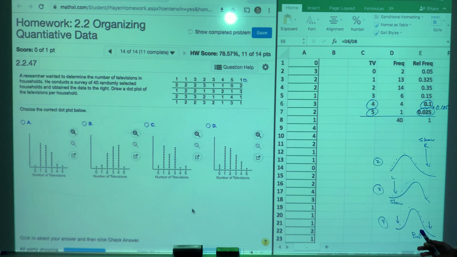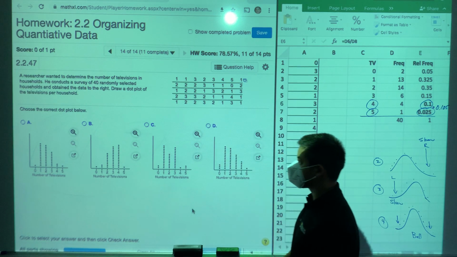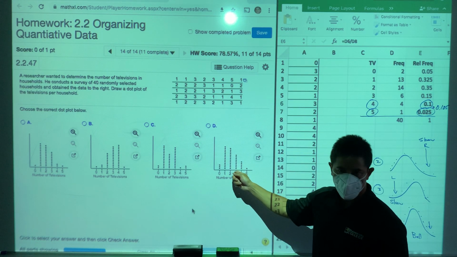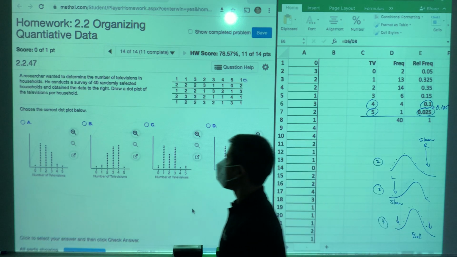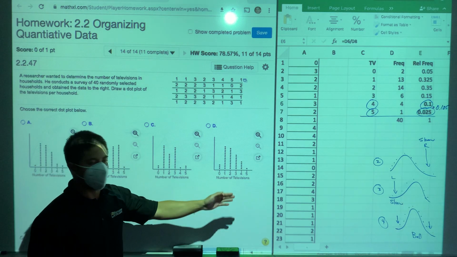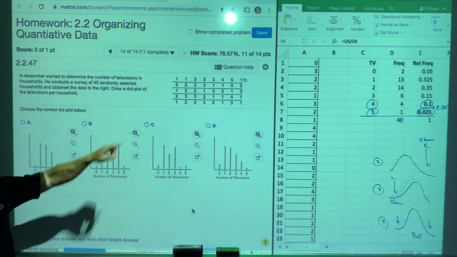Everybody following? Ready? So they give you a data set. They ask you to construct a dot plot for it. In other words, this would be the number of zeros in your data set. There's only one zero according to this one. And so on and so on. So what you're supposed to do is pick the correct dot plot that matches that data set.